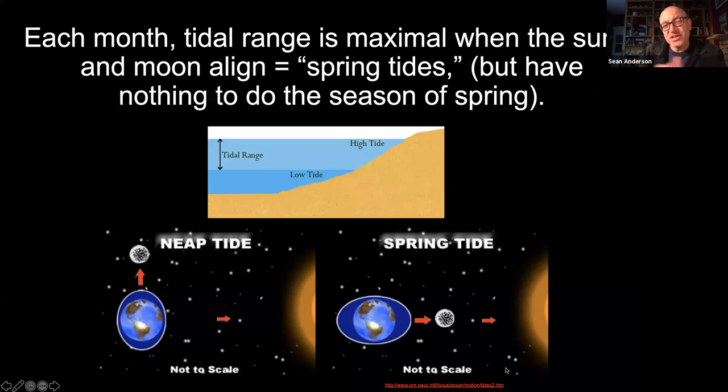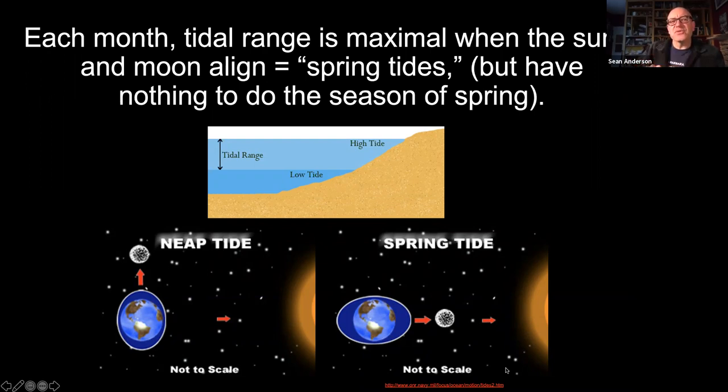On our parts of the coast, we have what's called a mixed semi-diurnal tide, which means we typically have two high tides and two low tides in a day. And those are typically different. So there's a higher high and a lower high and a lower low and et cetera.